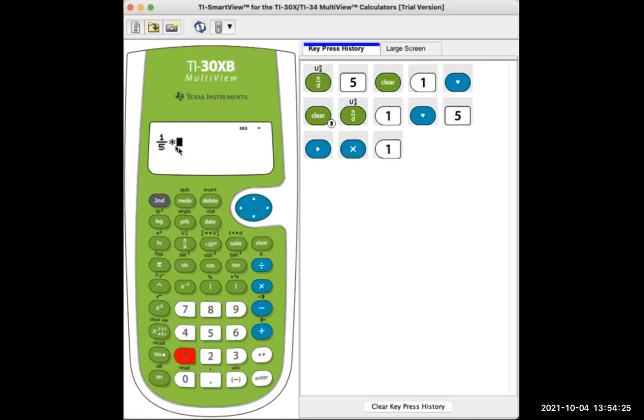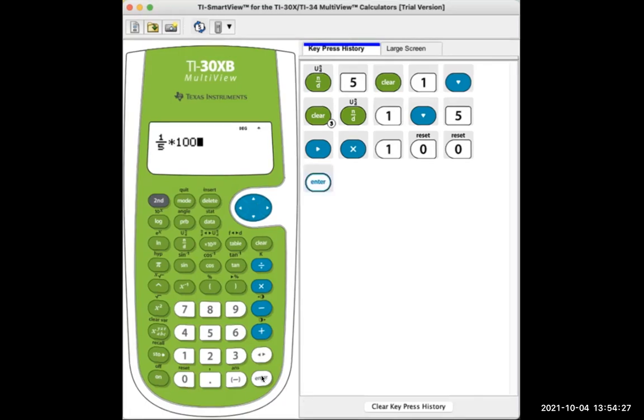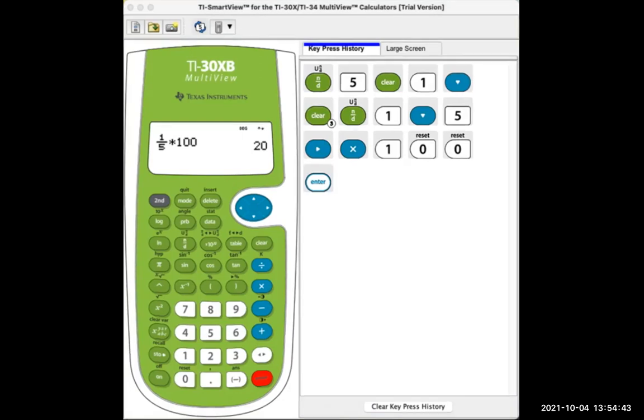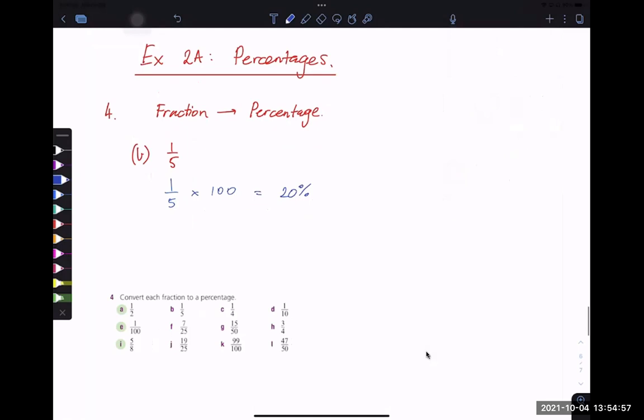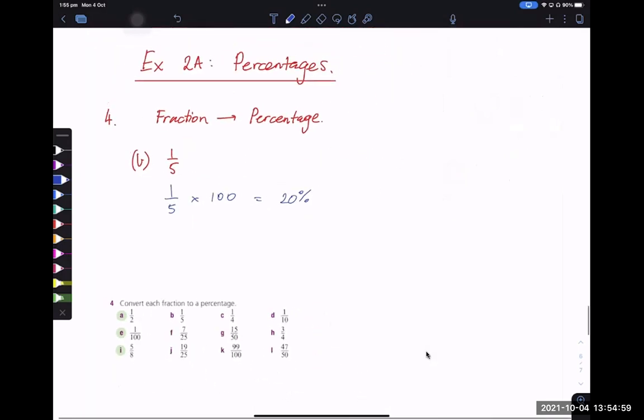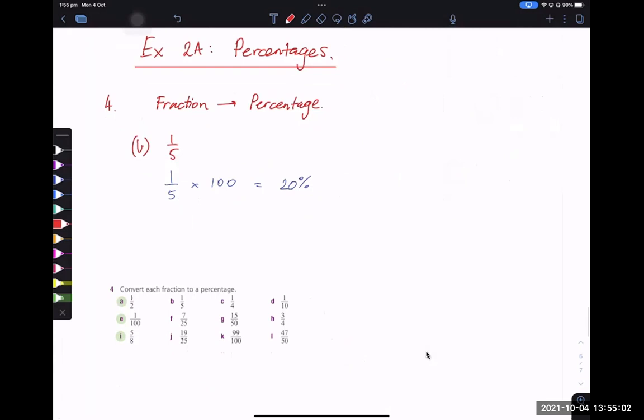You press to the right, times 100. You press enter. See how it's 20? 20 is your percentage. So your answer is 20%. That's all. Literally, that's it. So all you have to write down in your book is this. Okay? I'll do another question.